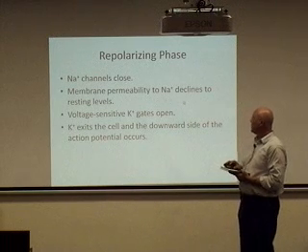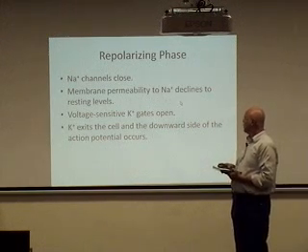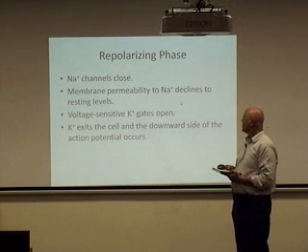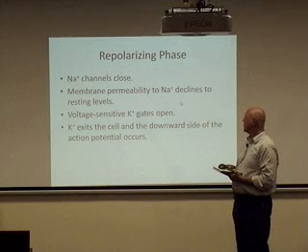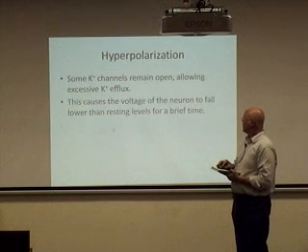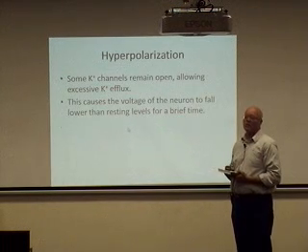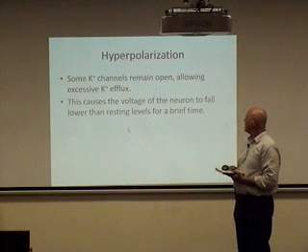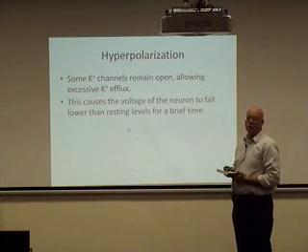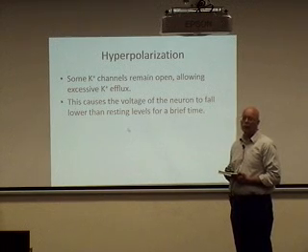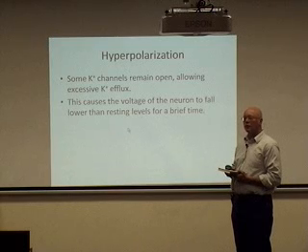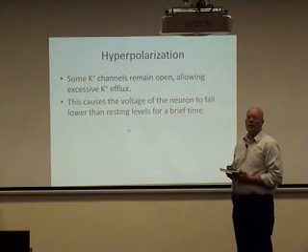In the repolarization phase, we have the sodium channels closed. The voltage-sensitive potassium gates are open. Potassium exits the cell. That causes the downward side of the action potential. And then finally, we have the hyperpolarization state, where the potassium gates stay open a little extra long, allowing extra potassium to move out, and that causes the membrane potential to become hyperpolarized. It becomes a little more negative. And eventually, the potassium gates will close, and everything will come back to the resting membrane potential.